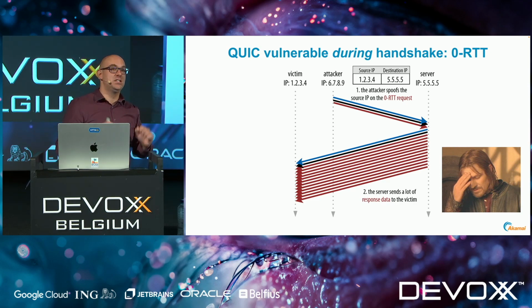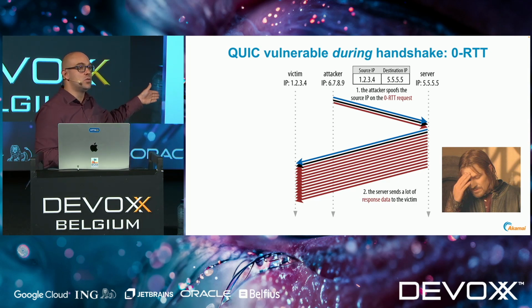QUIC, sure, it has a transport level handshake, but with 0RTT, that handshake hasn't been completed yet, right? We're trying to be so fast, already sending stuff, we haven't verified that the client actually started the connection before sending information. So on QUIC, if you would do a 0RTT request, much like a DNS query, if the server would just start sending this potentially very large file towards the victim, you would get this amplification attack as well.